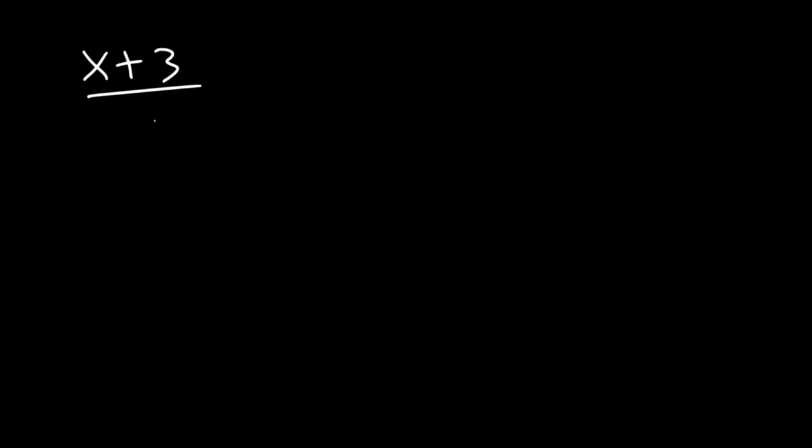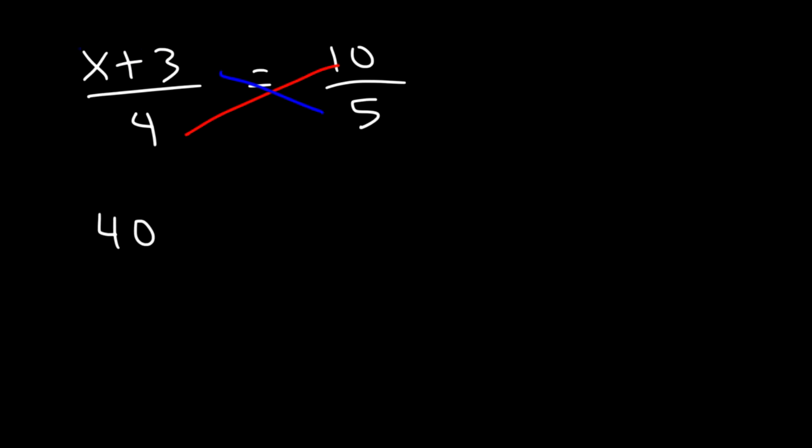Try this one. x plus 3 divided by 4 is equal to 10 over 5. Now, what can we do to find the value of x if we have two fractions separated by an equal sign? If you see this, the best thing you could do is cross multiply. 4 times 10 is 40, and 5 times x plus 3, we need to distribute the 5. So 5 times x is 5x, and 5 times 3 is 15. So this is what we now have.